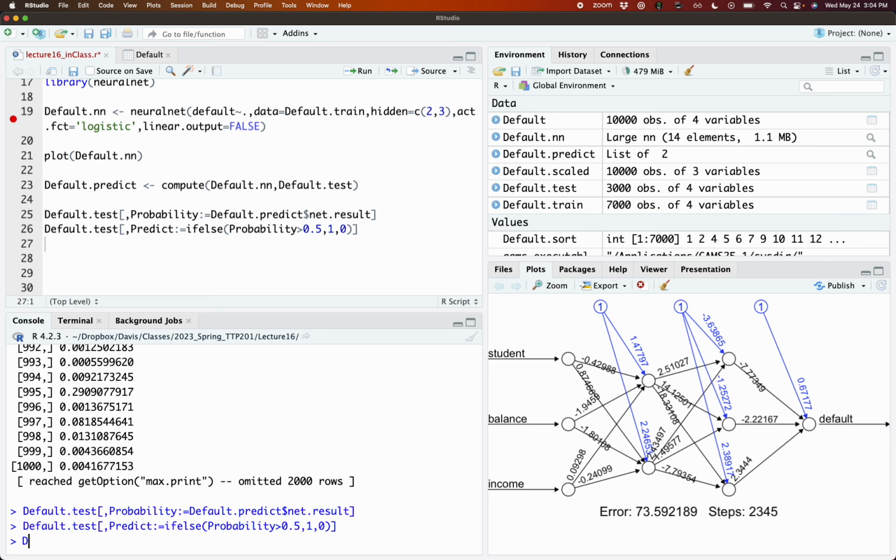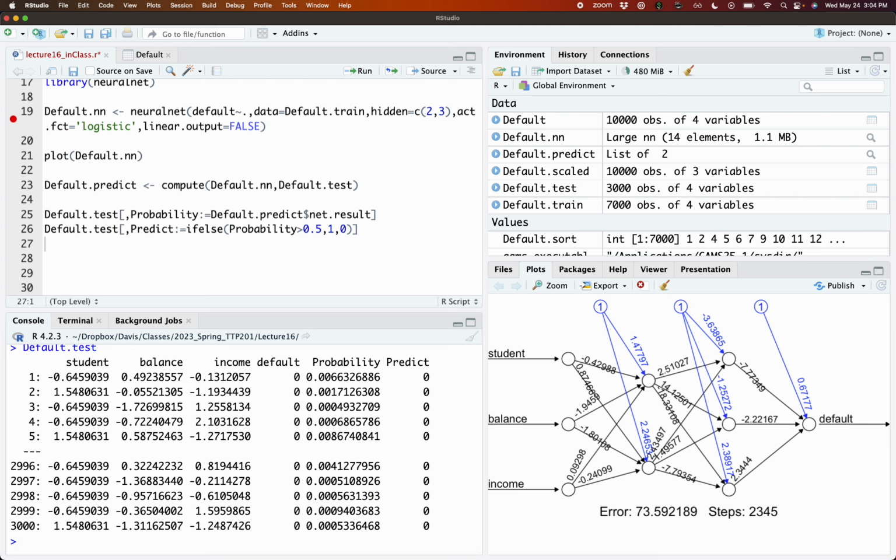and now take a look at default.test, what we see is a prediction in terms of the probability that the model thinks the person defaulted, and then that prediction of 0 or 1 based on whether this value is bigger or less than 0.5. And actually we see 0 for at least all the ones that you can observe right here. But let's see how well the model actually does.